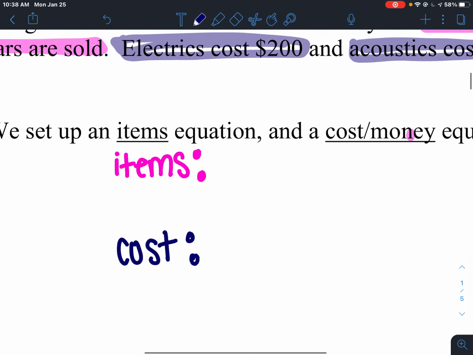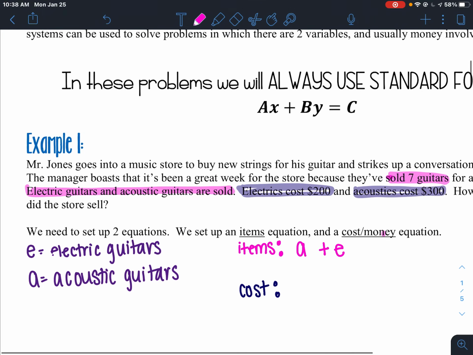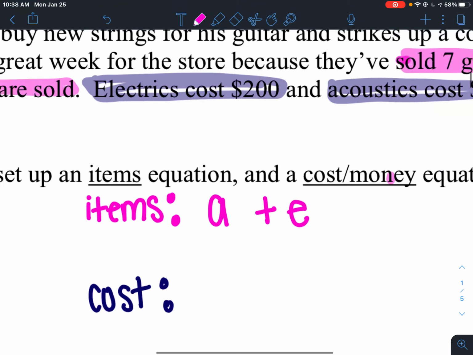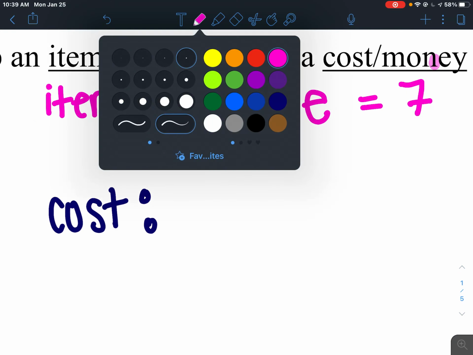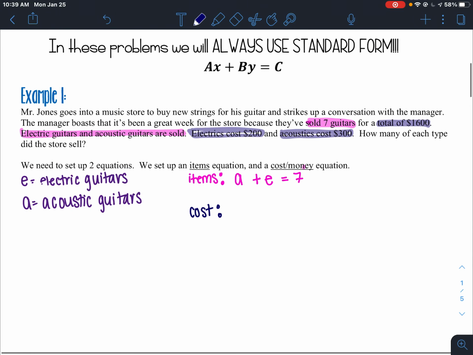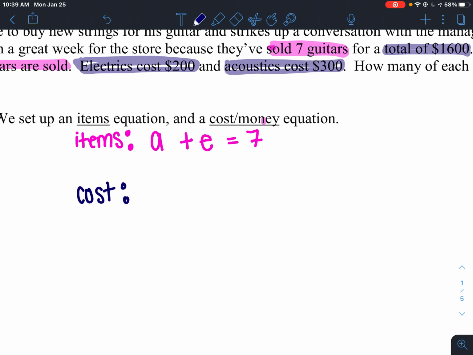Okay, so for items, what did we sell? Well, we sold acoustic guitars and electric guitars. It's everything that's kind of highlighted in pink. Electric guitars and acoustic guitars, we sold those together for a total of 7 being sold during the week. Then for the cost, everything that's highlighted in that bluish color. There was a total of $1,600, so equal $1,600. And what was the cost? Also highlighted in blue. Electric guitars cost $200, so $200 per electric guitar.